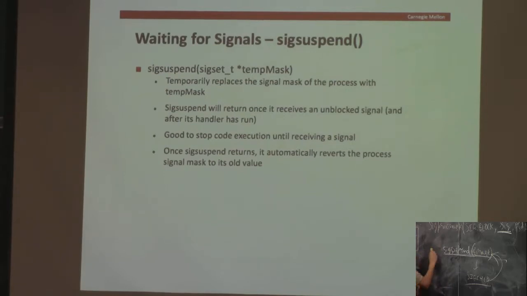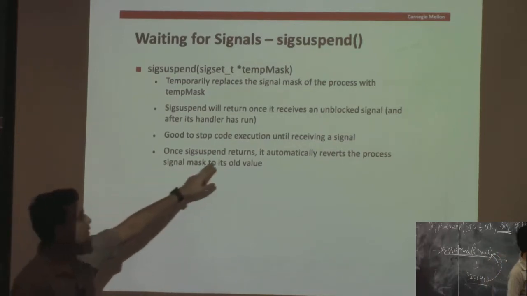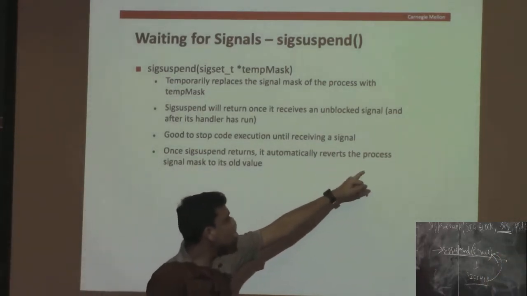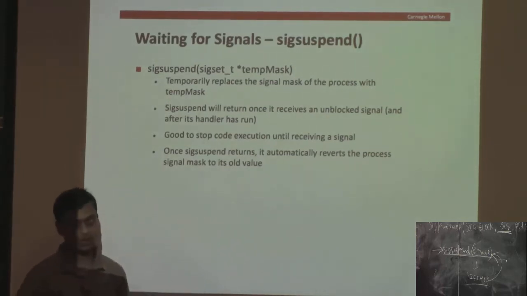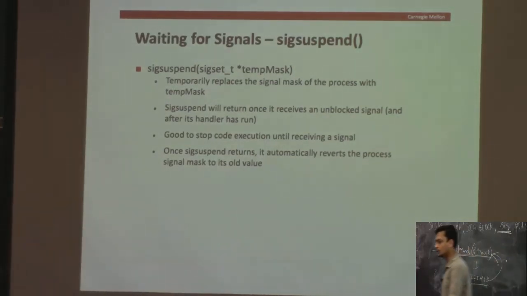so I'm allowed to execute. So this sigsuspend will be useful when you want to wait for your foreground operation to finish when you're in your shell implementation. So you can look at this in detail. Once sigsuspend returns, it reverts the process signal mask to its old value, which means it will no longer be suspended.